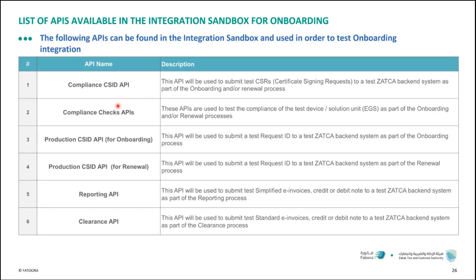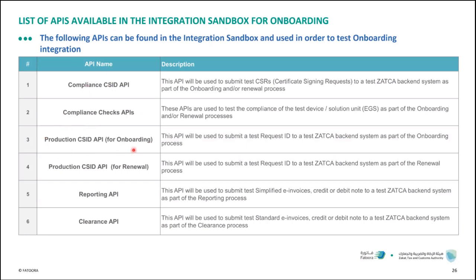You're going to pass a test XML for an invoice that you have generated from your system. If this passed, then you're going to go to the next one, which is the actual onboarding. Here you're going to request a production CSID API. So you're converting the compliance CSID into a production one.